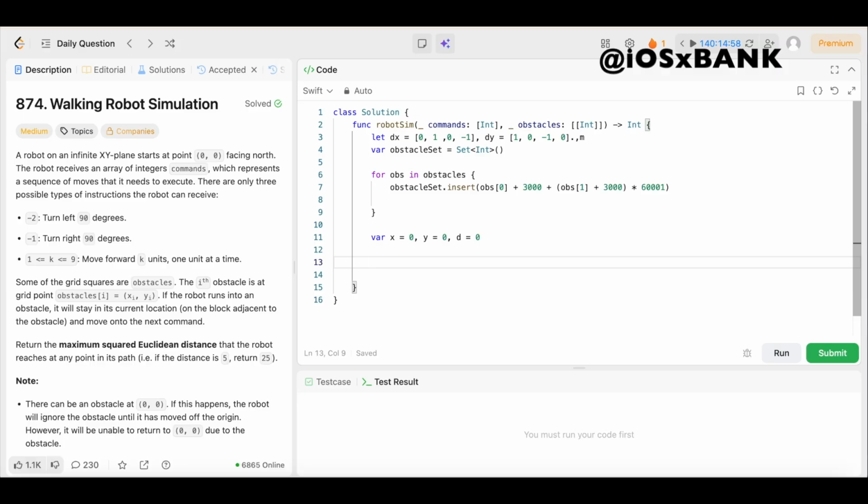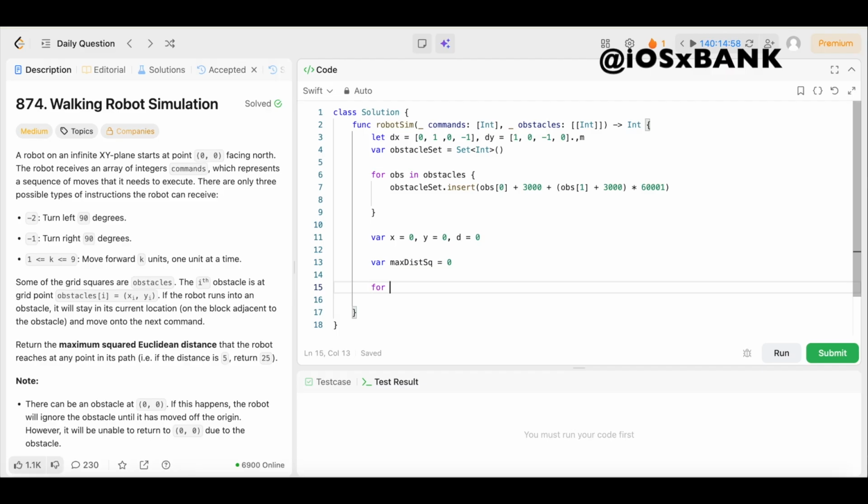So we're going to come underneath this, and we'll declare a variable called max this squared, or max dist SQ, we just call it SQ. Boom. And we'll set that equal to 0.